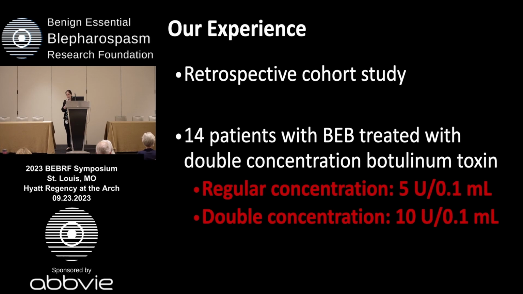So our experience so far, these are just some preliminary results. Over the past year, we've been trying this double concentration treatment for our blepharospasm patients. We've done more of a retrospective study looking back on 14 of our patients that have been treated with this. Once again, in our practice, we're defining a quote-unquote regular concentration as 5 units for every 0.1 ml, and a double concentration as 10 units for every 0.1 ml.